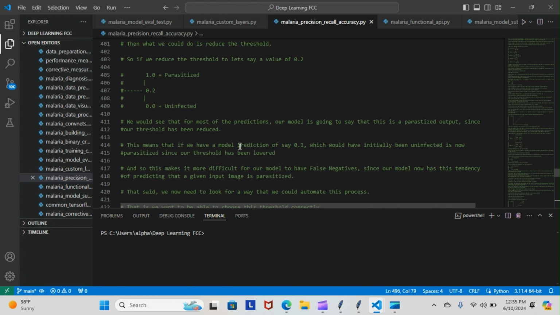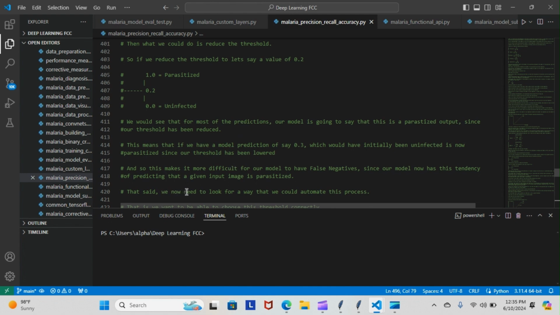This means that if we have a model prediction of, say, 0.3, which would have initially been uninfected if the threshold was still 0.5, it is now going to be considered parasitized because we lowered our threshold to 0.2. So that 0.3 now would be considered parasitized in this new model. And so this makes it more difficult for our model to have false negatives, since our model now has this tendency of predicting that a given input image is parasitized. Like I said, because there's a greater chance of getting a number between 0.2 and 1.0 than you are of getting a number between 0.2 and 0. So we're going to get a lot more parasitized outcomes than uninfected outcomes.